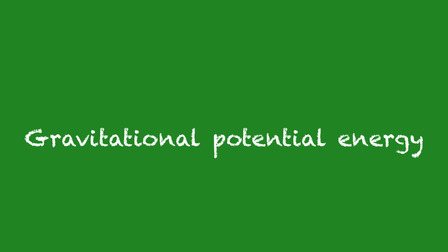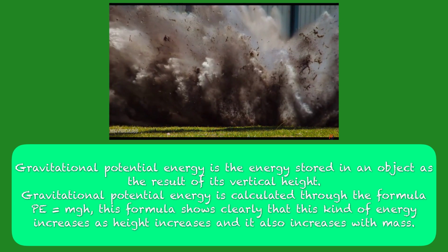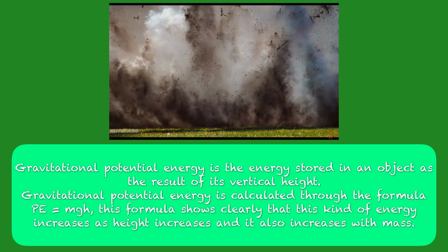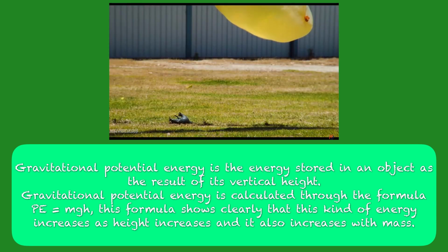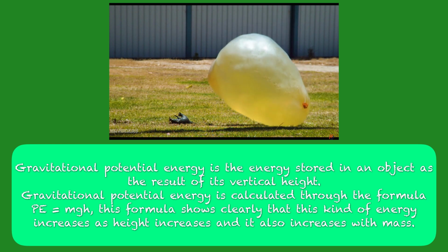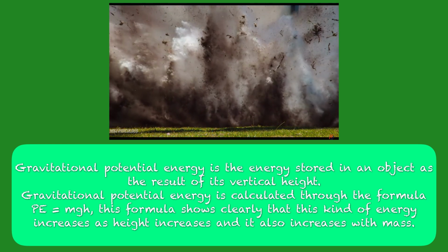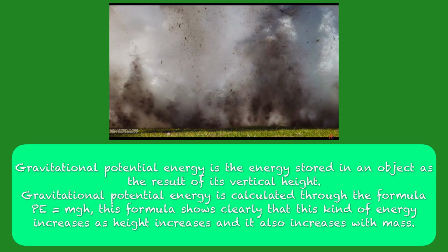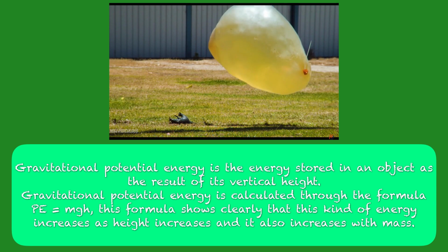Gravitational potential energy. Gravitational potential energy is the energy stored in an object as a result of its vertical height. Gravitational potential energy is calculated through the formula PE equals m multiplied by g multiplied by h. This formula shows clearly that this kind of energy increases as the height increases, and it also increases with the increase of the mass.